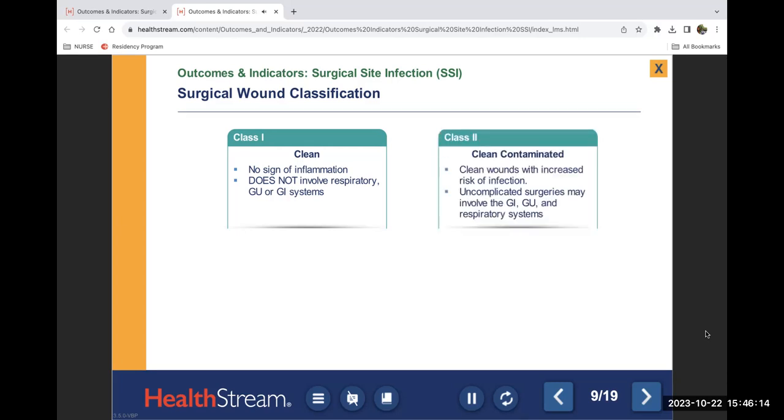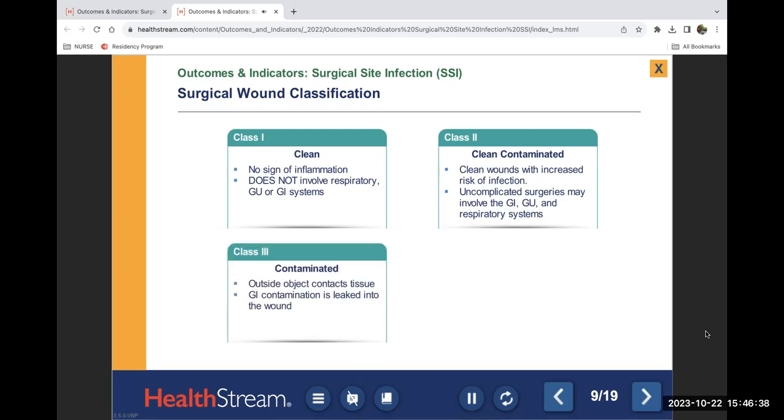Class 2 wounds are also called clean contaminated wounds. These are clean wounds that have an increased risk of infection. They may involve the gastrointestinal, respiratory, or genitourinary systems in the case of uncomplicated surgery. Examples of Class 2 surgical wounds include ear surgeries and gynecologic surgeries.